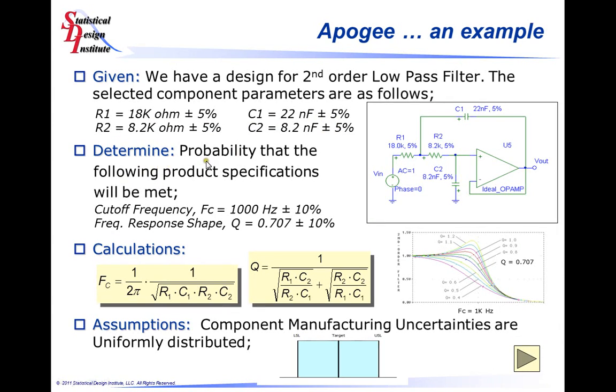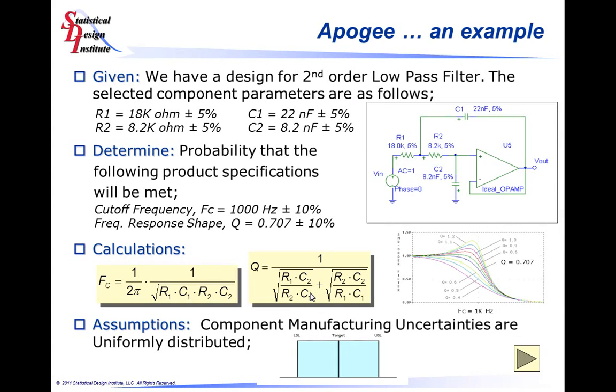In this analysis, what we'd like to do is determine the probability that the following product specifications will be met. We have a requirement on the response of this filter that the cutoff frequency be at 1000 Hertz with limits of plus or minus 10%, and then the frequency response shape Q will be at 0.707, also with a 10% tolerance. We know the equations that can be used to compute both of these responses as a function of the resistor and capacitor values used in this design.